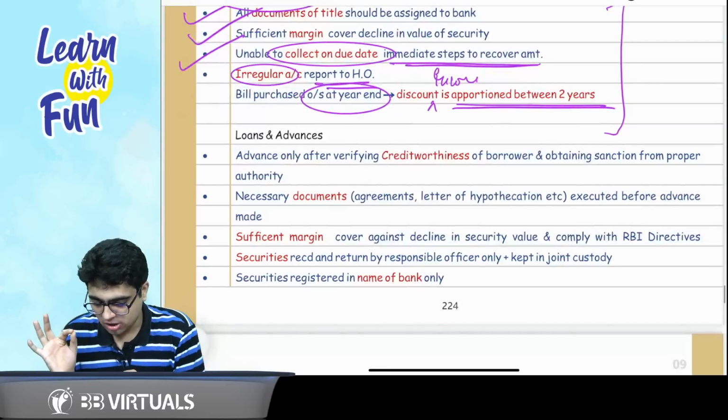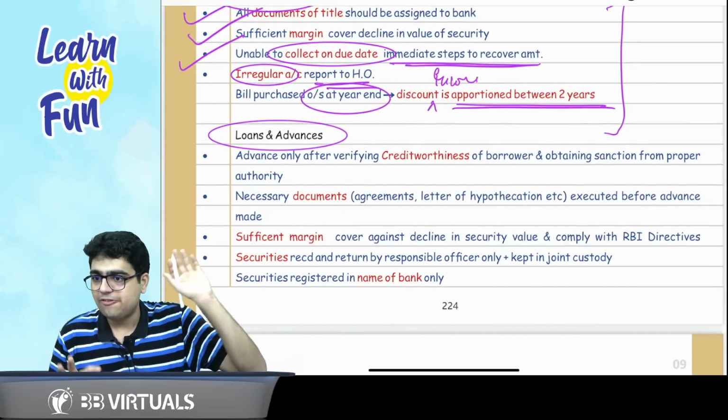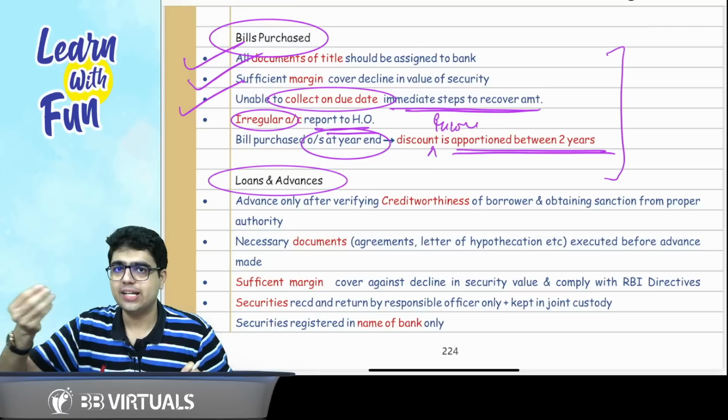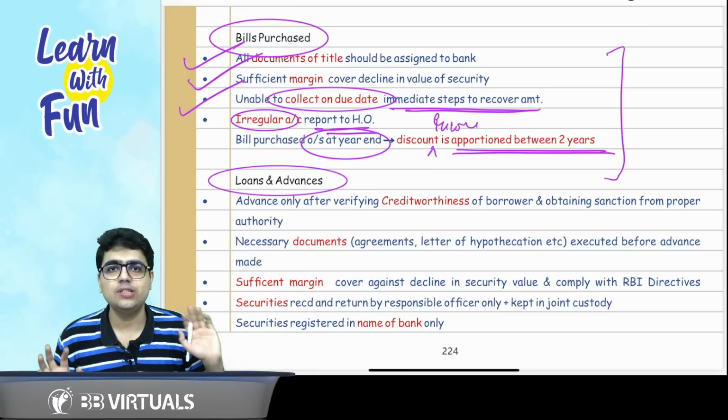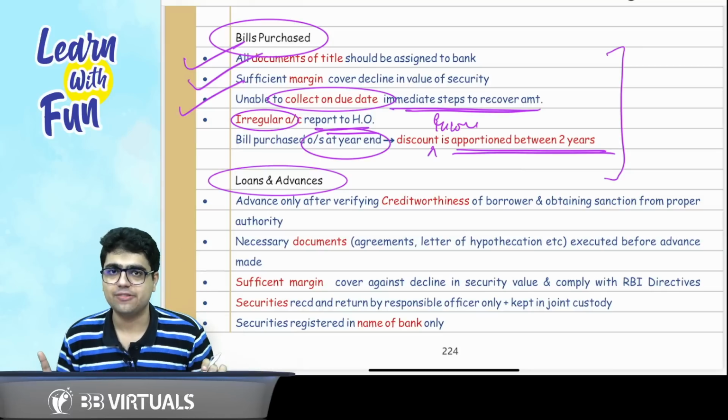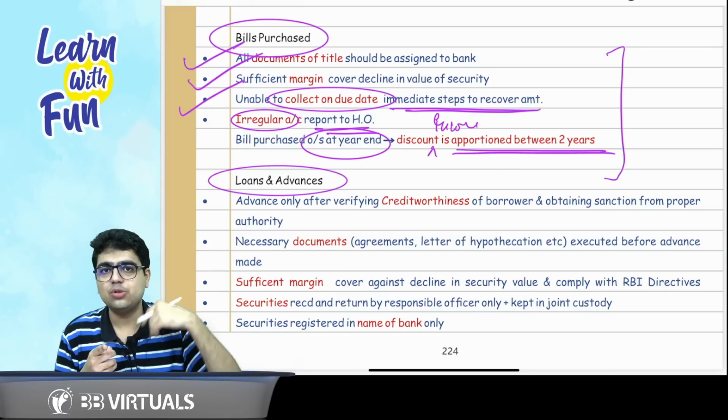Yes sir. Now comes the concept of loans and advances. Very much in the nature of bills purchased. In bills purchased, you are getting a short-term kind of loan. But in case of loans and advances, you are taking a long-term loan. First of all, what will you check of the other party? Creditworthiness. If the creditworthiness is okay, you grant the loan.